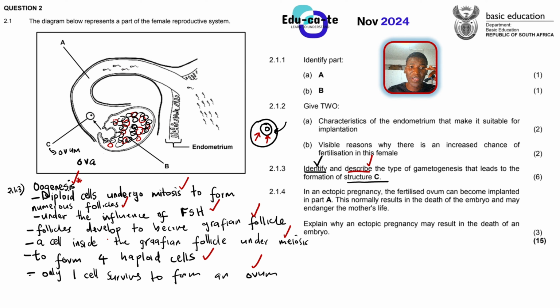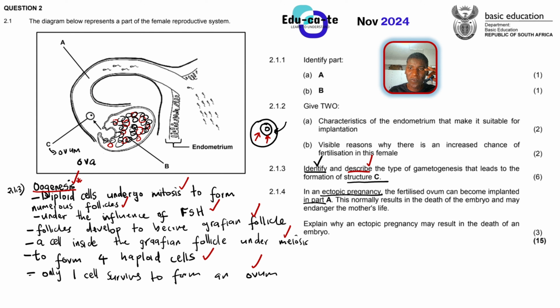The first mark, you must write oogenesis. If you don't write the word oogenesis, the maximum that you can get is 5 marks, no matter how many points you put. Now, 2.1.4, the last one. 2.1.4 says in an ectopic pregnancy, so we've got a condition known as an ectopic pregnancy, the fertilized ovum can become implanted in part A.